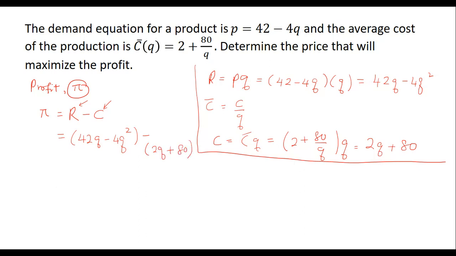Okay, so once you get that, you simplify this. I normally put them according to how big is the power. So negative 4Q square, I put it first, and then plus 40Q. Okay, and then do not forget your negative there. Okay, negative 80. Okay, so this is your pi.